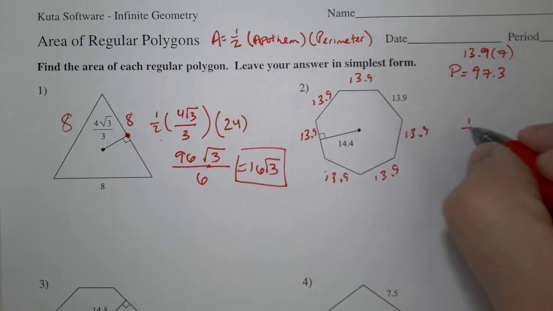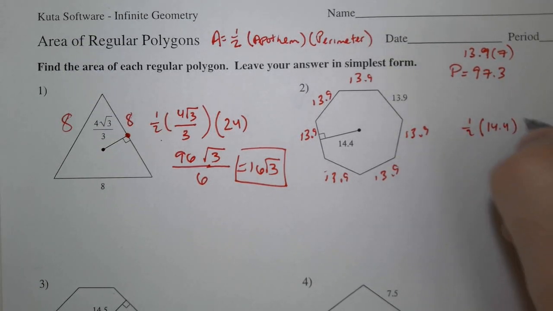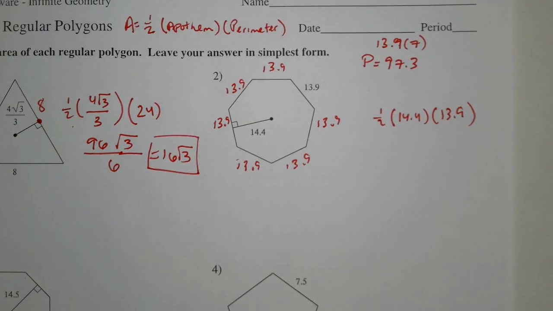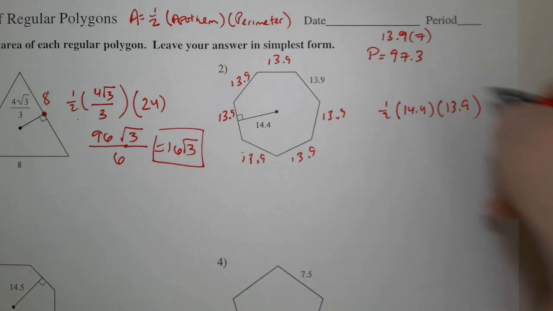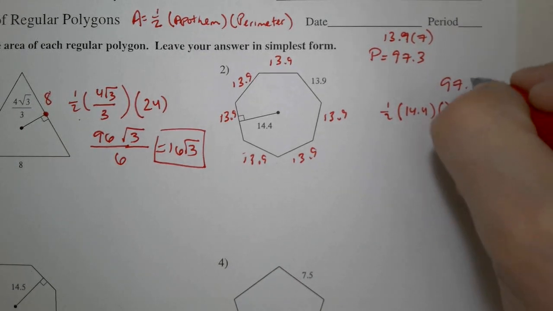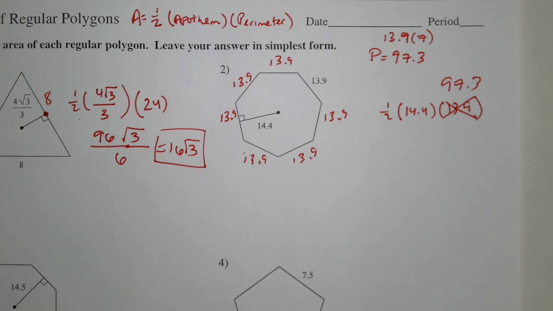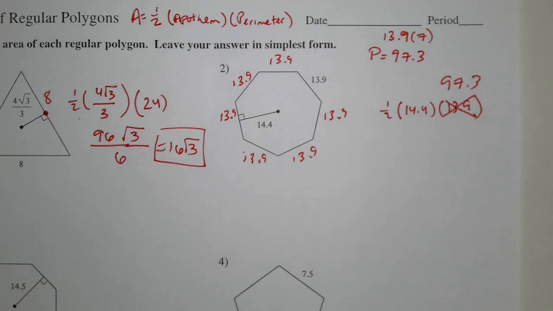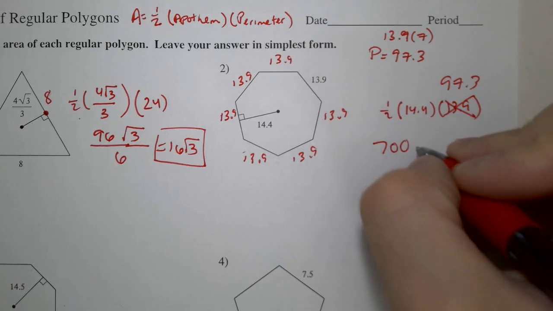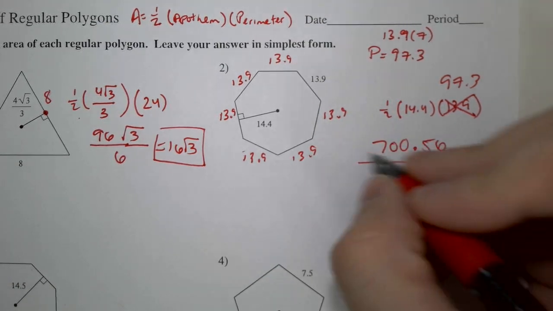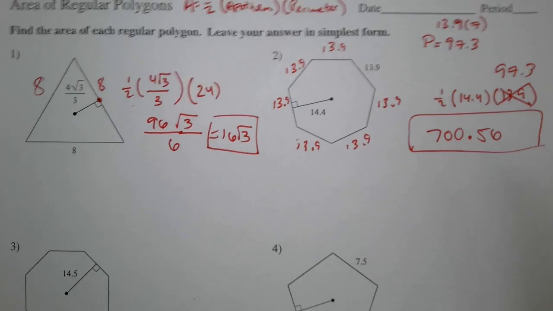Now we're going to do 1/2 the apothem, 14.4, times the perimeter. Type it in our calculator: 0.5 times 14.4 times, I don't know why I did 13.9, times the perimeter, 97.3. I'm glad I caught that. I typed it in wrong, I'm sorry. 0.5 times 14.4 times 97.3 is 700.56.